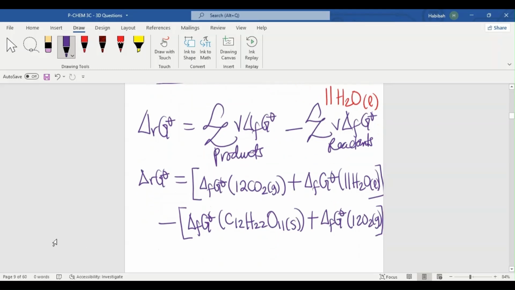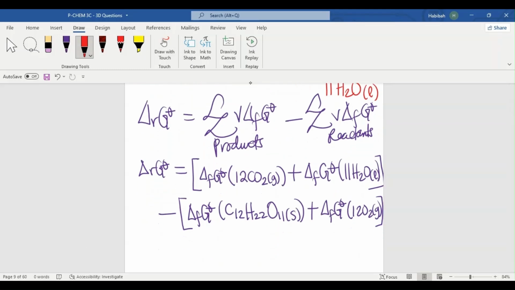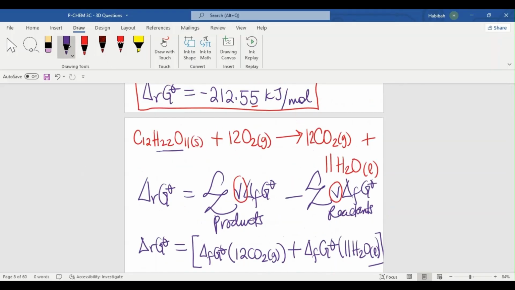Now I want to quickly explain something to you guys. In this formula, the V here and the V here are just for you to take into account the coefficients that could possibly be in a particular reaction, for the products and for the reactants. For example, the coefficient of this first reactant is 1. The coefficient for O2 gas is 12. The coefficient of CO2 gas is 12. And the coefficient of H2O liquid is 11. So that's what the V stands for.